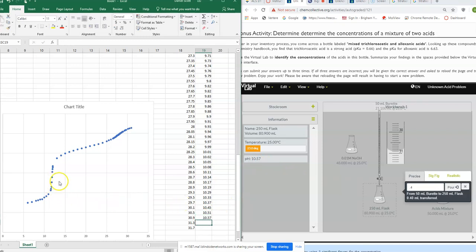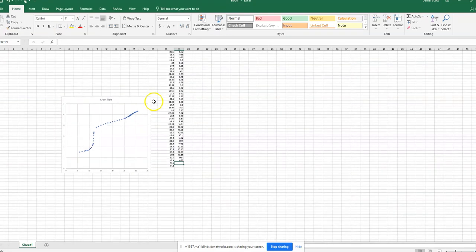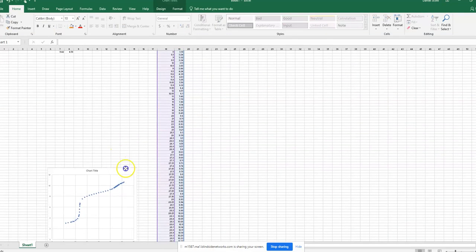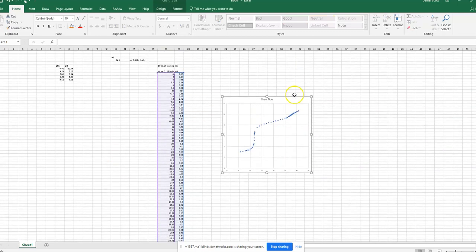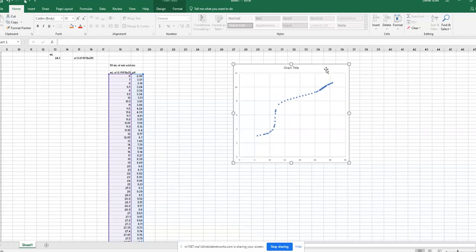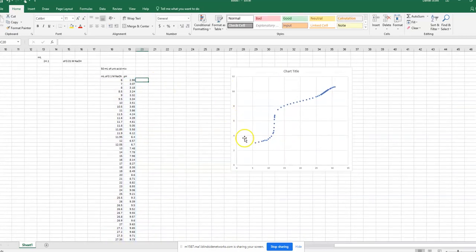Okay. Yeah. So we have two equivalence points. Now, like you said, how are we going to find the best endpoint, right? And this is the best way. Do you remember, did you ever work with a derivative? Have you ever worked with derivatives in math yet?